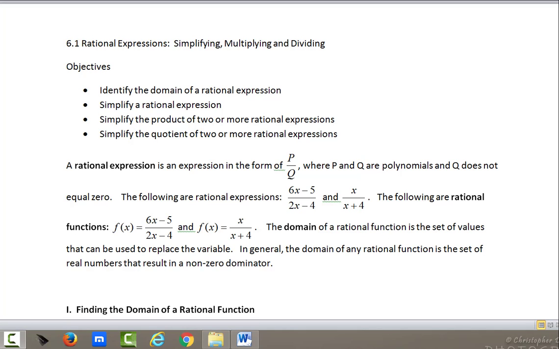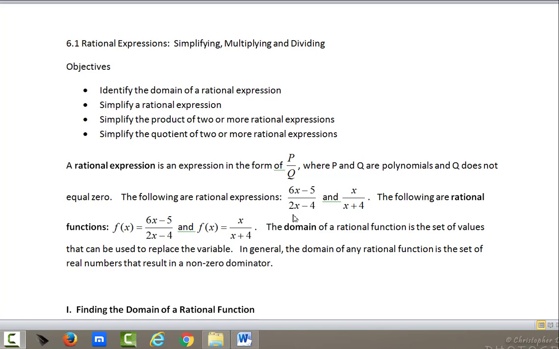In this section, we're going to simplify, multiply, and divide rational expressions. Before we do that, you should understand the definition of a rational expression. A rational expression is an expression in the format of p over q, where p and q are polynomials and q cannot equal 0. The reason q cannot equal 0 is because division by 0 is not defined.